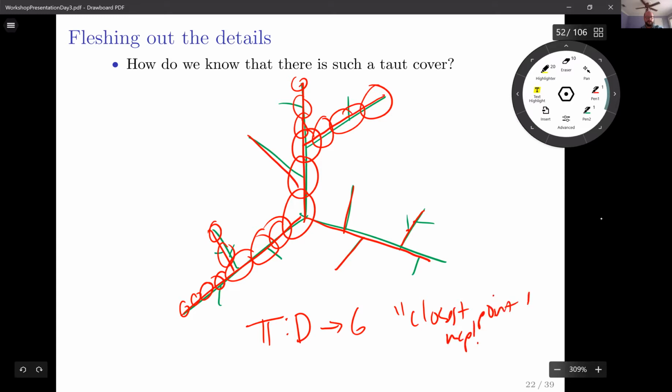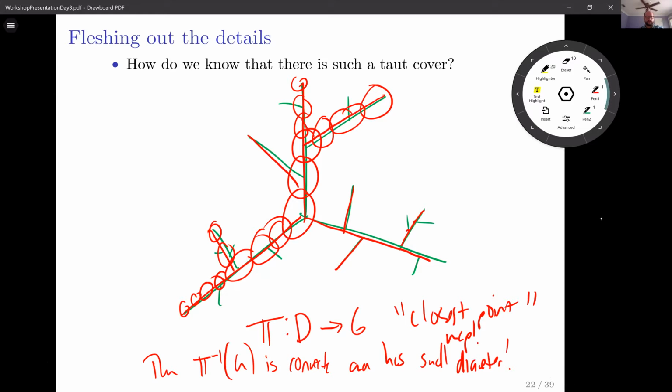And because the dendrite is so nicely well behaved, if we've chosen this G large enough, then pi inverse of one of these open sets here is connected and has small diameter. And it's absolutely crucial that we have things like local connectivity and unique arcwise connectedness to make that work. Without those two properties, this construction here doesn't quite work.